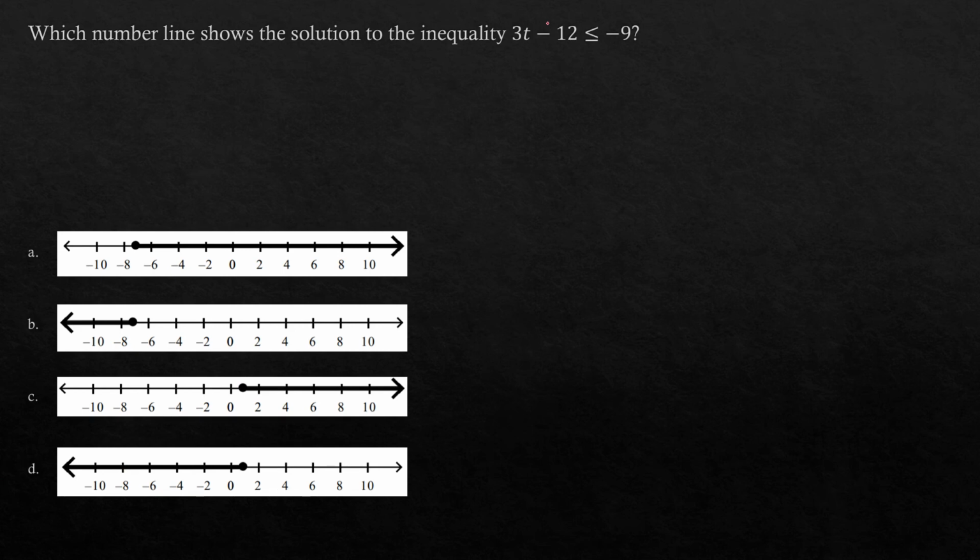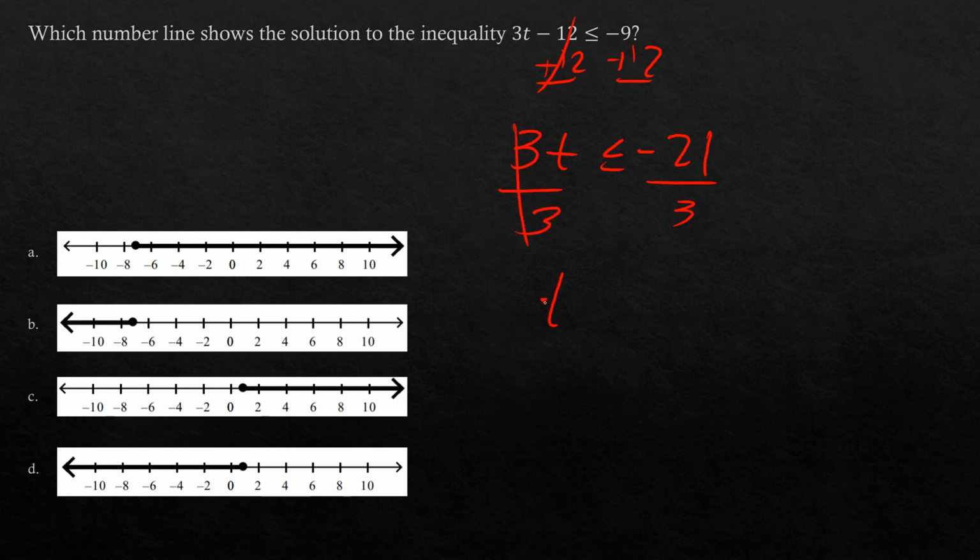Which number line shows the solution to the inequality? 3t minus 12 is less than or equal to 9. Let's add 12 to both sides. I have 3t is less than or equal to 21. Divide both sides by 3. Now here I'm dividing by 3, however, my 3 is positive, so I do not need to flip my sign.